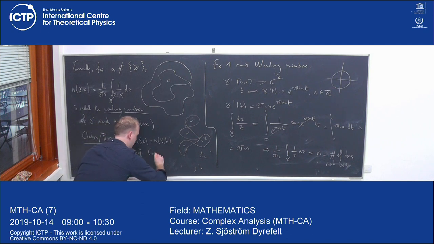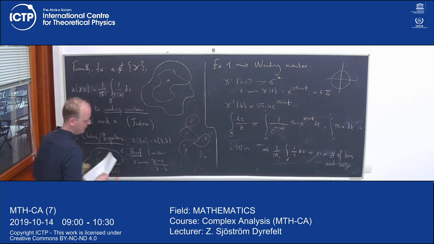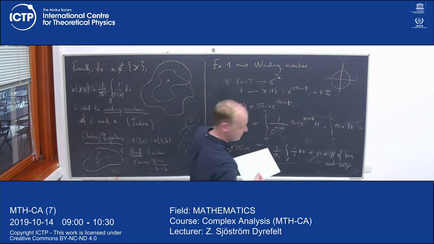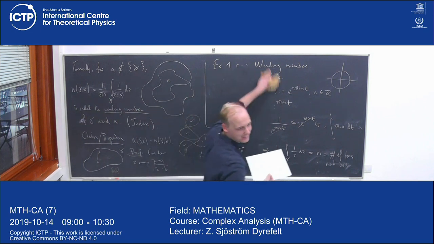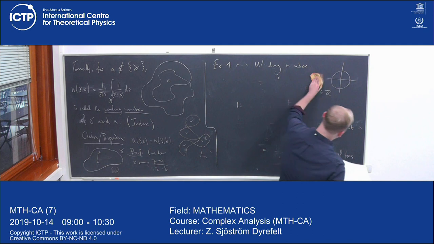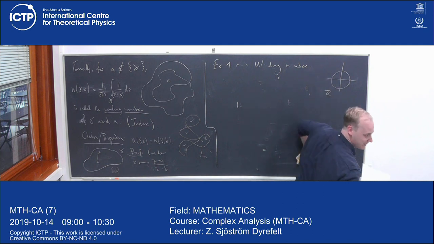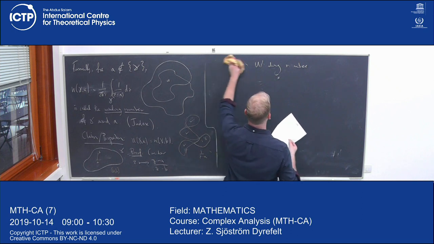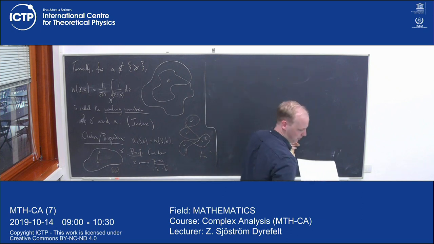Consider this map, z goes to z minus a over z minus b. I like this proof because, what is this? Very good, it's a Möbius proof. So you see, always make use of what you learn. This is a nice example of where Möbius transforms come in naturally.